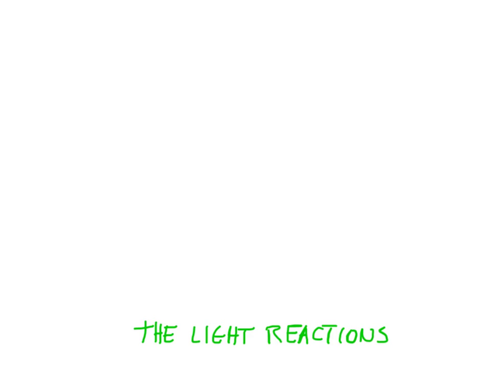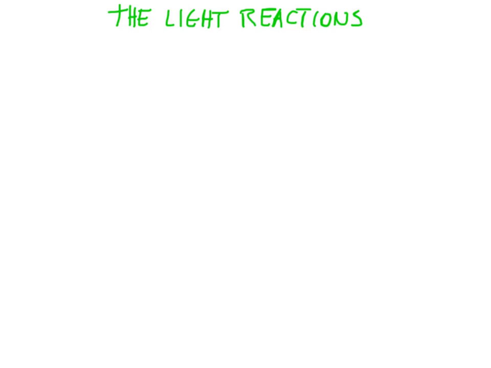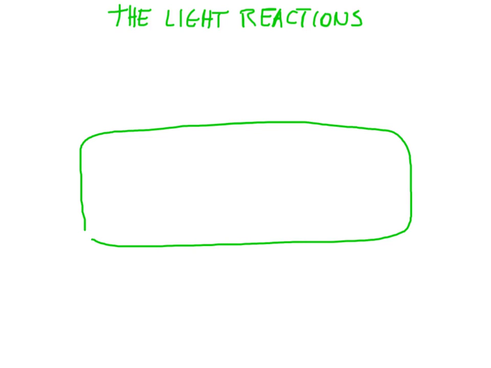This little video is on the light reactions of photosynthesis. This green shape represents the thylakoid pancake inside the chloroplast, which there are many, designed to be thin to increase surface area to volume ratio. So there's our thylakoid. It's a double lipid bilayer.